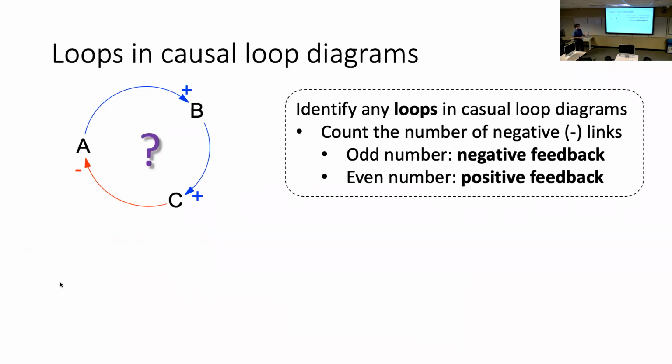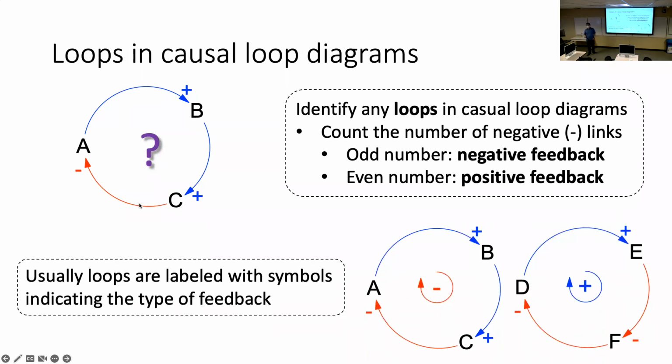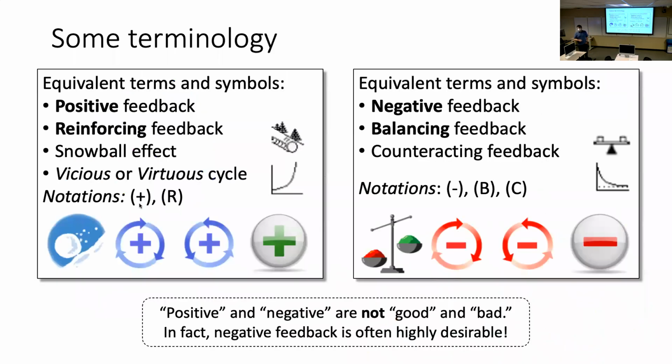Loops, finding those as well. Once you've labeled these things, then you have to know how to find loops. You can start at a variable and follow it all the way around to the variable again. That's important to find loops. And then once you've got that, you need to count the number of negatives. An odd number of negatives is a negative feedback loop, an even number of negatives is a positive feedback loop. So being able to recognize those.